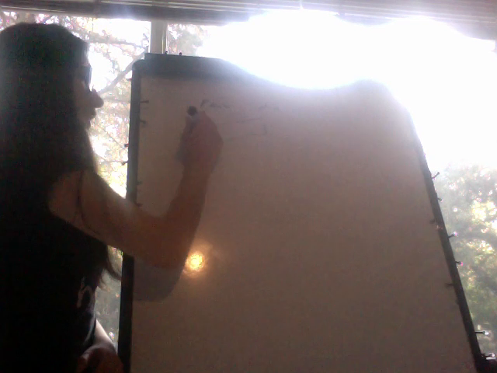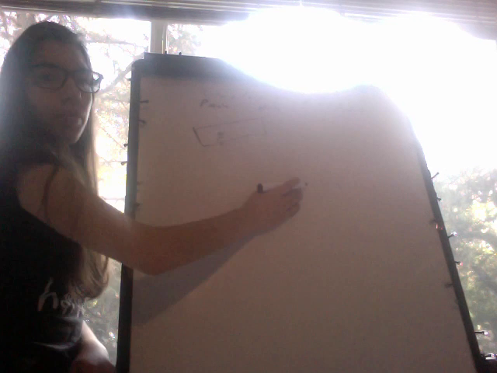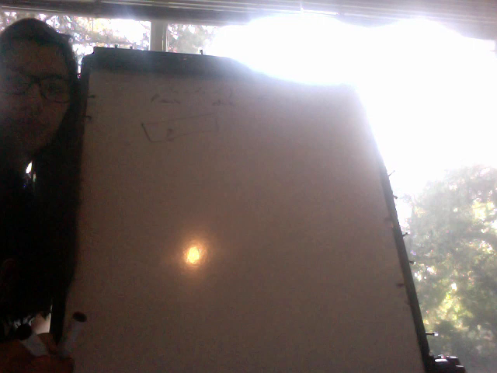So let's say this is the plane, and we know the point P0. P0 has components x naught, y naught, z naught, or you could say x0 i plus y0 j plus z0 k.